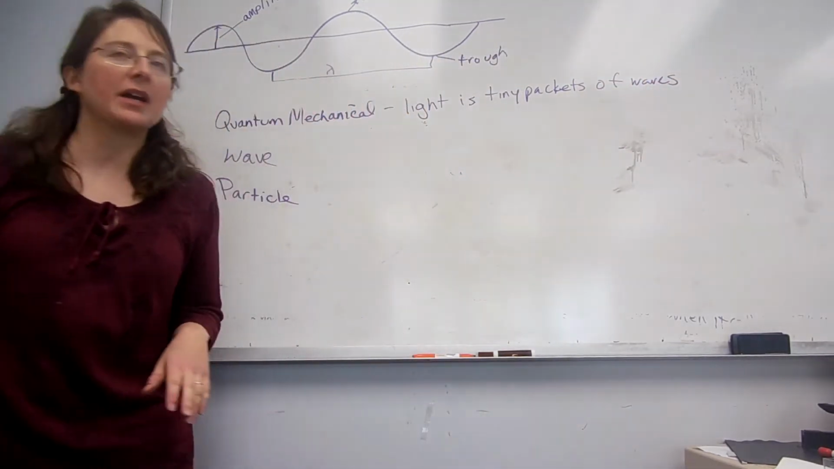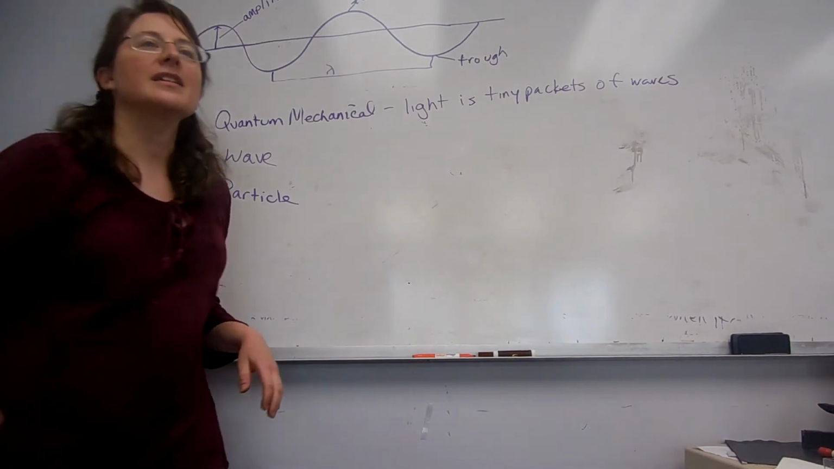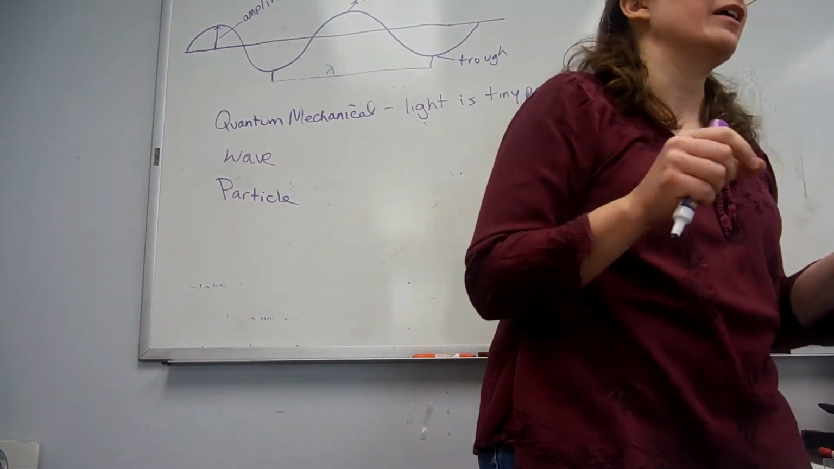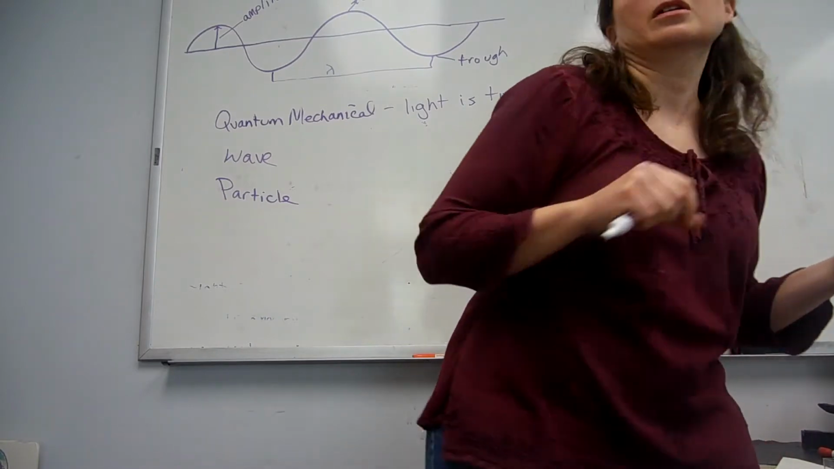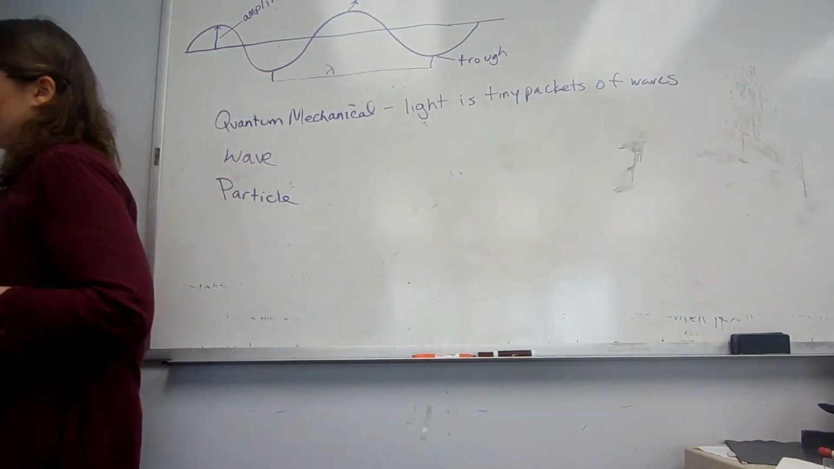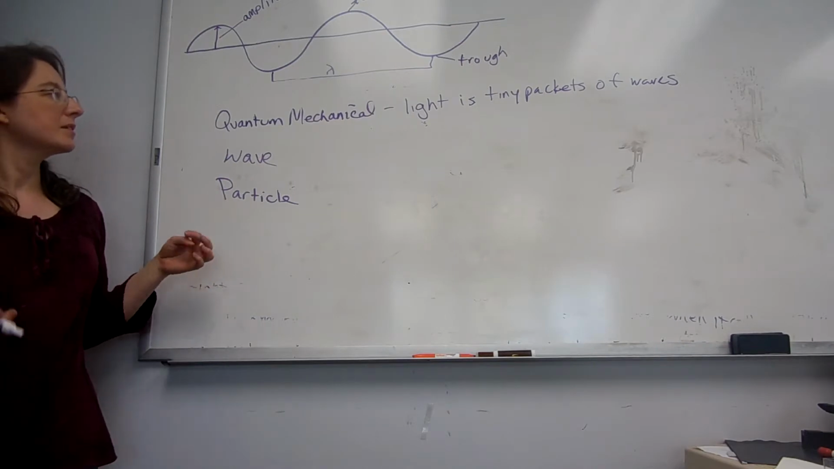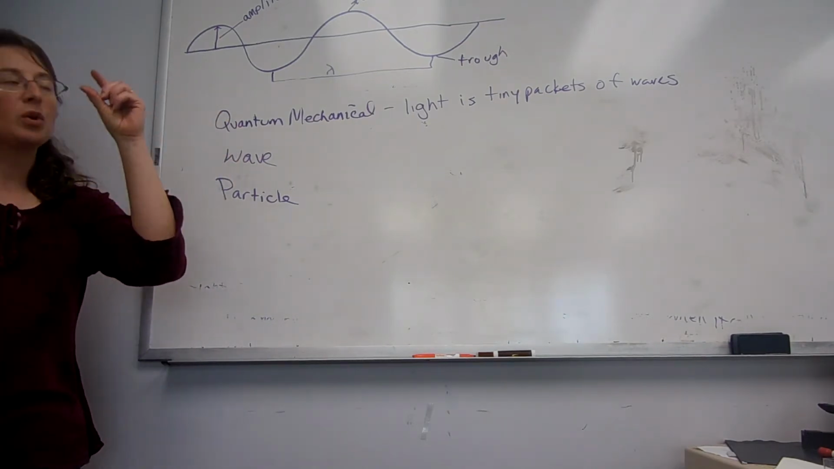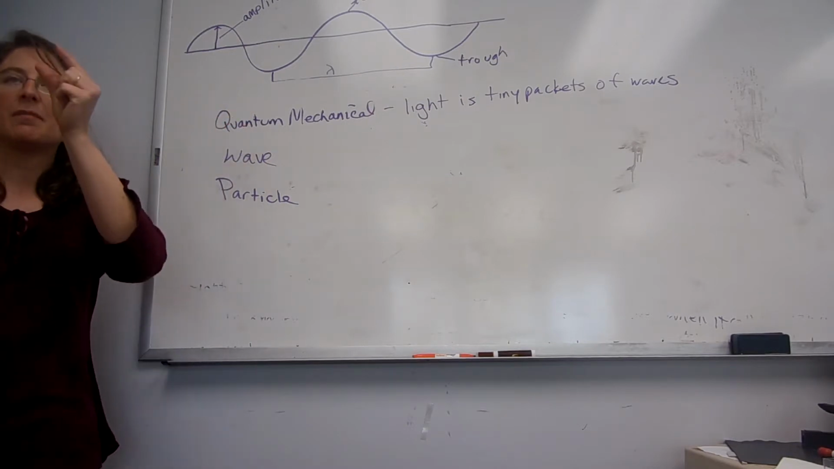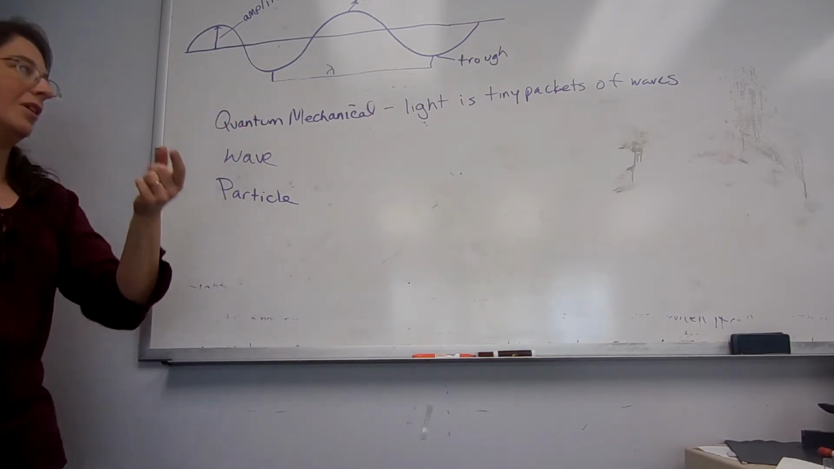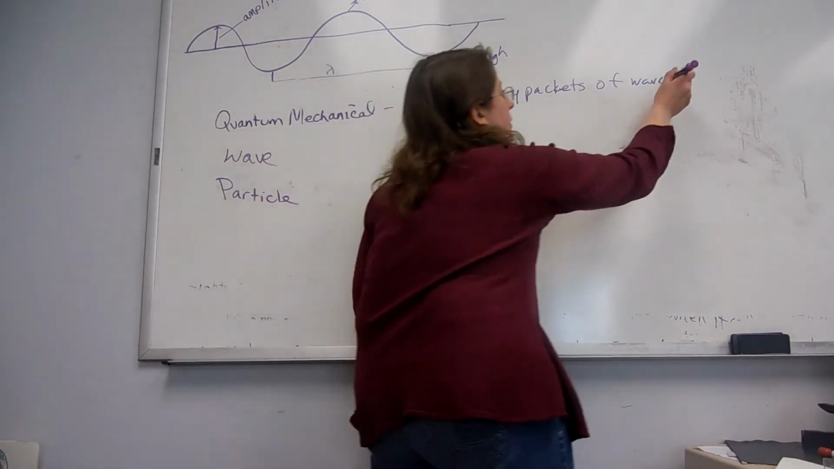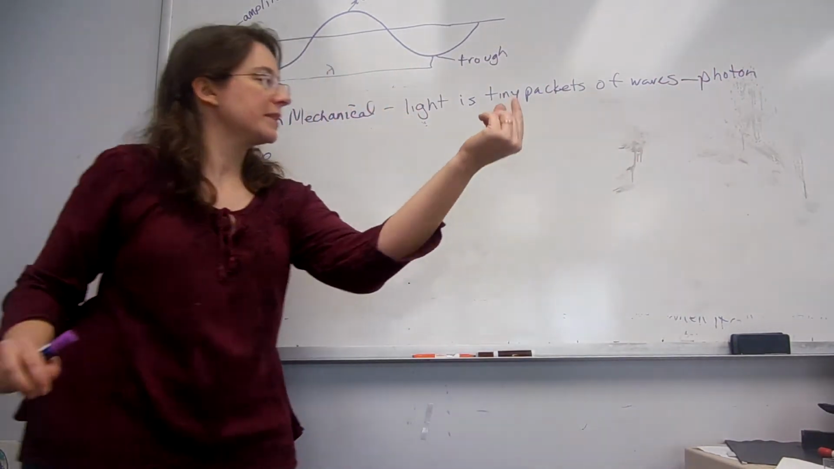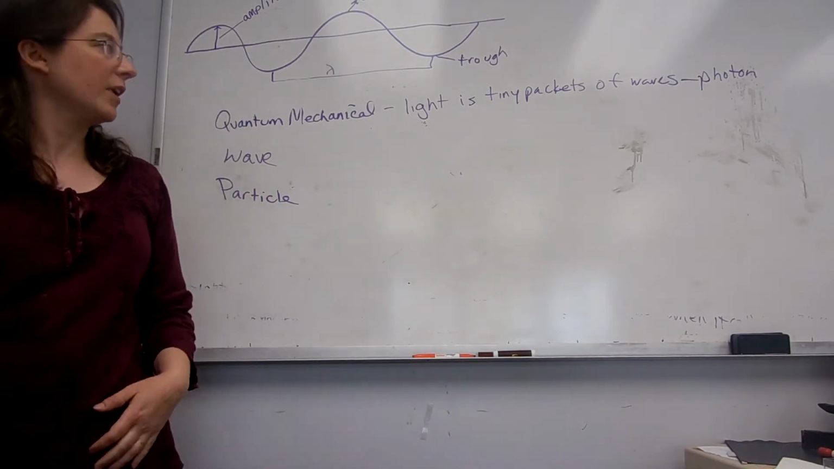All right, light is tiny packets of waves. So yeah, it's something like shooting BBs, except those BBs are made of tiny little waves instead of matter. Right? Light is not matter, but light comes in discrete, quantized packets. These tiny packets are called photons, and every photon has a specific energy. That's what defines it.